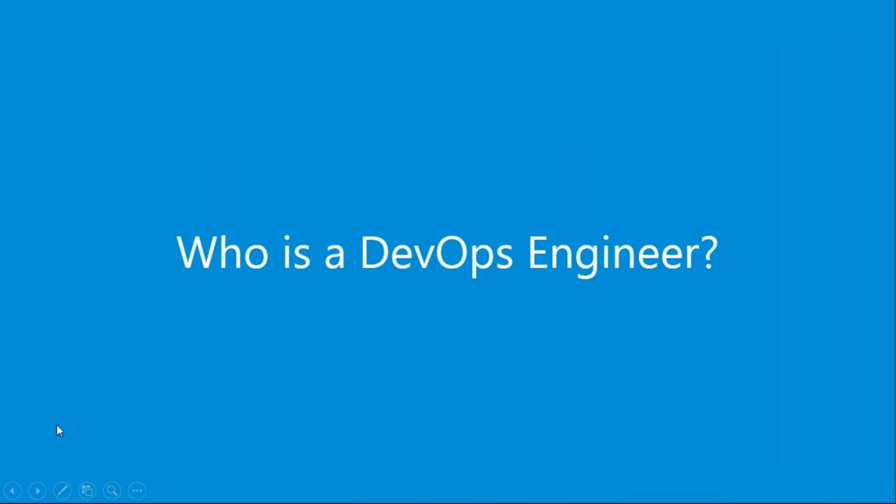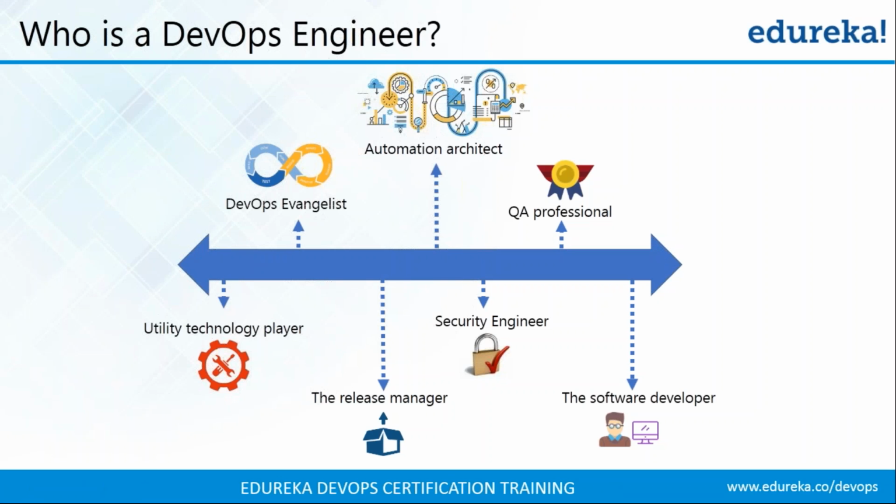So now the question is, who is a DevOps engineer? And I'll be covering that. What kind of traits should you possess in order to become a DevOps engineer? So the first is, you need to be a DevOps evangelist. It means that you need to be a person who is going to support DevOps and embrace the change that DevOps brings in.